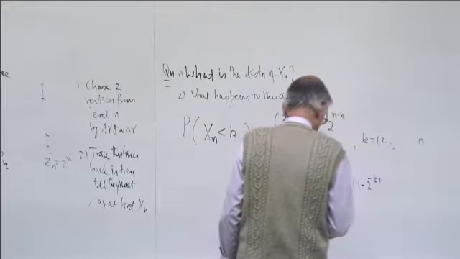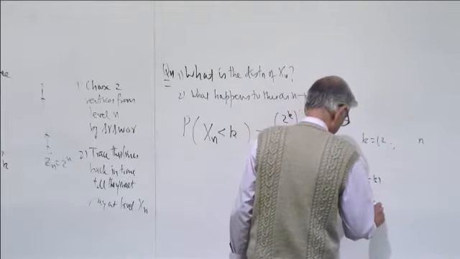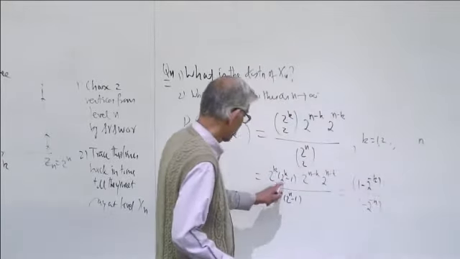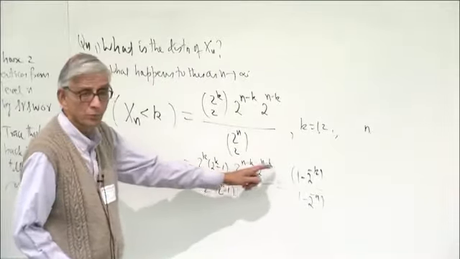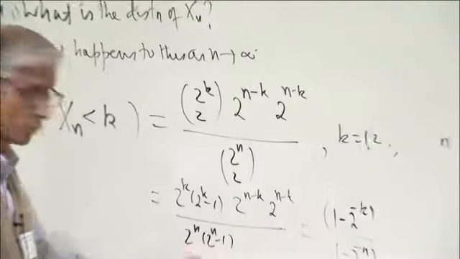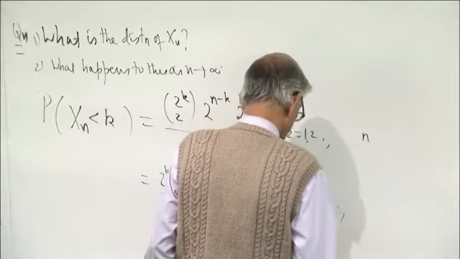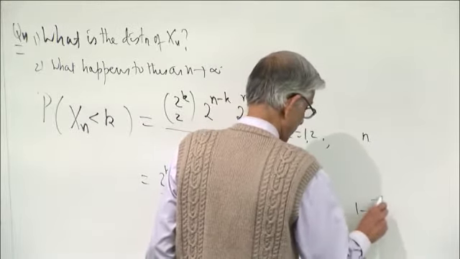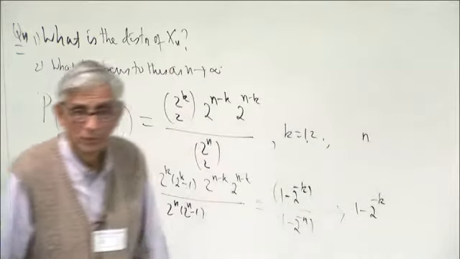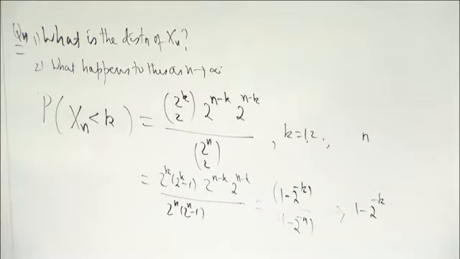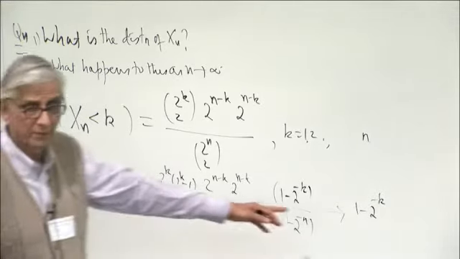And then pull out the 2 to the n from here, which is 1 minus 2 to the minus n. And then I have 2 to the k times 2 to the k, 2 to the 2k, 2 to the 2n. The 2k cancels, 2 to the 2n, 2 to the 2n, all of that cancels. So this is the exact probability, and this converges as n goes to infinity to 1 minus 2 to the minus k. So we have shown that x sub n has an exact distribution which is approximately geometric, and in the limit it is a geometric random variable.